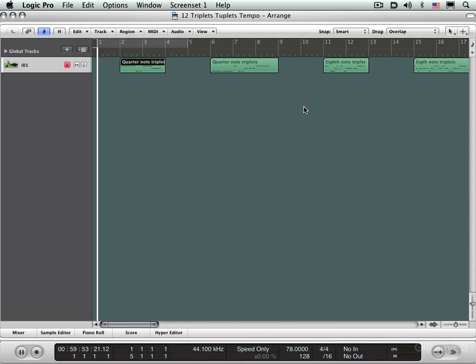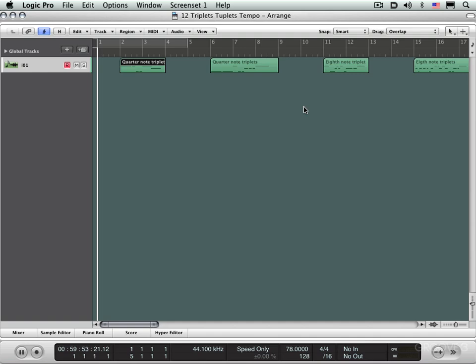Well, what happens if we want to divide the pulse, the basic strong pulse of the beat, by groups of three instead of two or four? Well, we call these triplets. So instead of having quarter notes, eighth notes, sixteenth notes, we have triplets, and we can have quarter note triplets, eighth note triplets, sixteenth note triplets, and so on. So again, the basic subdivision of the pulse into three instead of divisions of two.